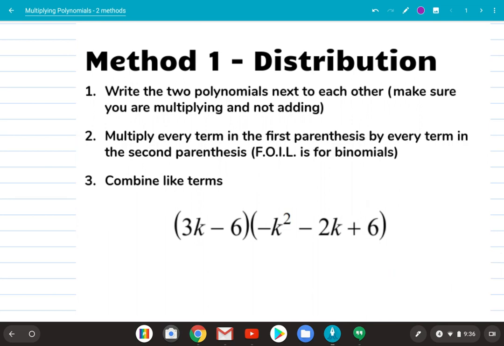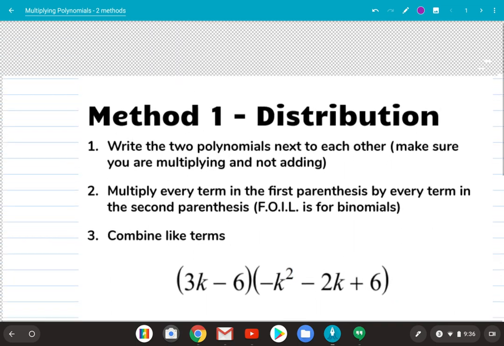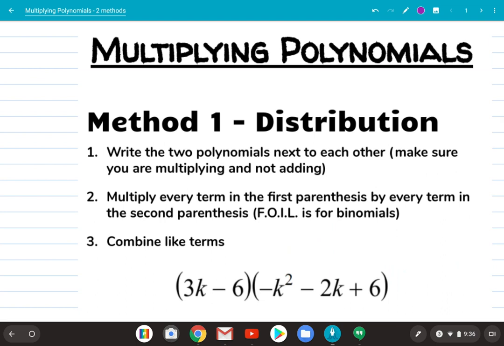Welcome back, guys. So today what we're going to be working on is multiplying polynomials. You just finished your lesson on adding and subtracting polynomials. So you will use that in this one, but first we're going to do multiplying.